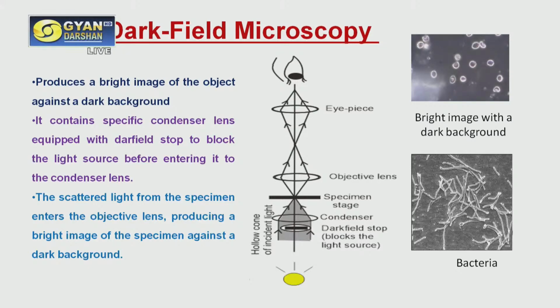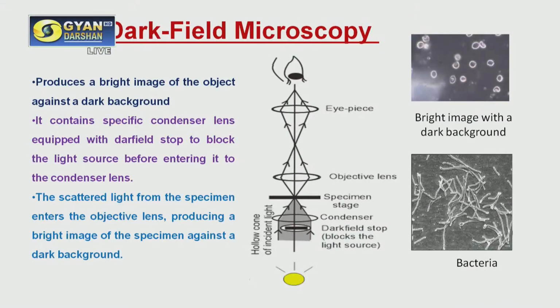So a uniform beam of light falls on the specimen stage and then goes to the objective lens and then the eyepiece. What happens here is that when the light comes from the condenser lens and interacts with the specimen, the light is scattered. So the scattered light is captured by the objective lens. It goes to the eyepiece and then it produces a bright image against the dark background.